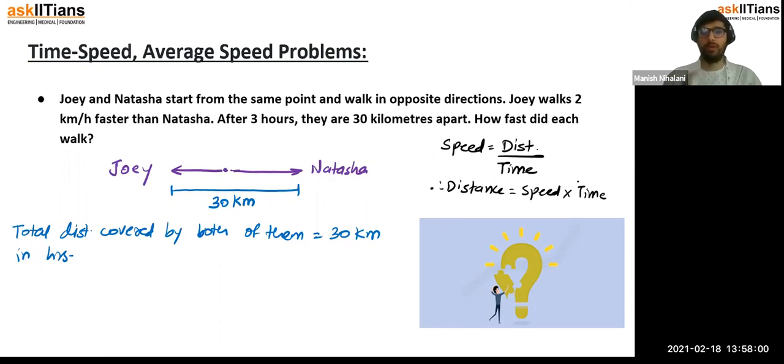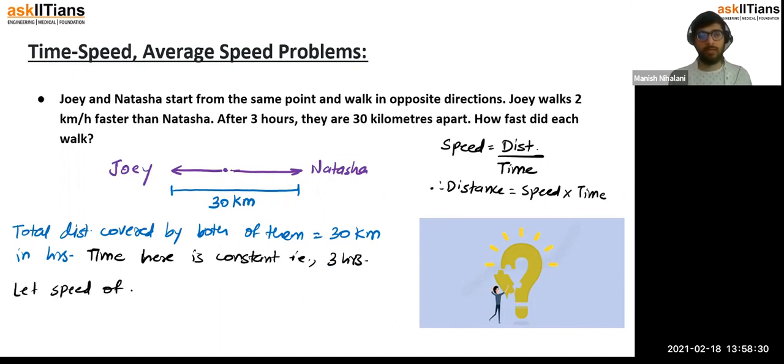Now the time is the same for both, because they both are walking for 3 hours. So time here is same, time here is constant, that is 3 hours. But we know something about the speed also. So let the speed of Natasha be x kilometers per hour.